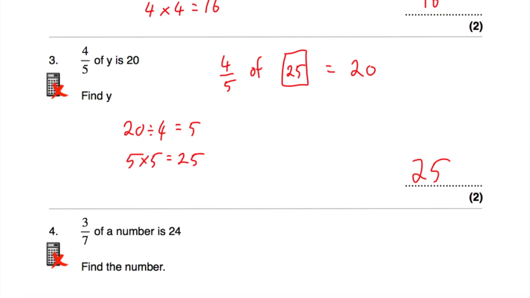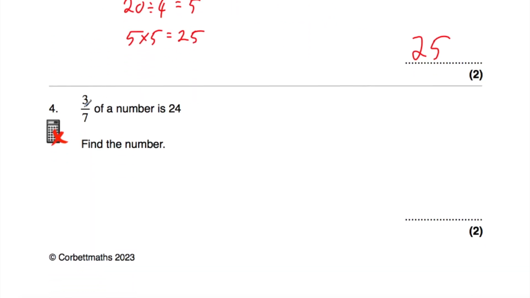Okay, let's look at our next question, question number 4. Question number 4 says 3/7 of a number is equal to 24. So 3/7 of this particular number is equal to 24. We want to find out what this number was. So to find 3/7 of this number, we would have divided it by 7 to get 1/7, and then times it by 3 to get 3/7. So we would divide it by 7 and times by 3, and the answer would be 24.